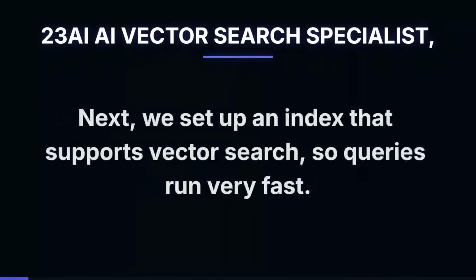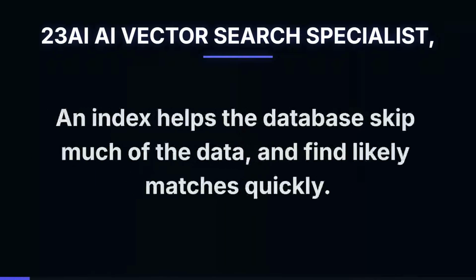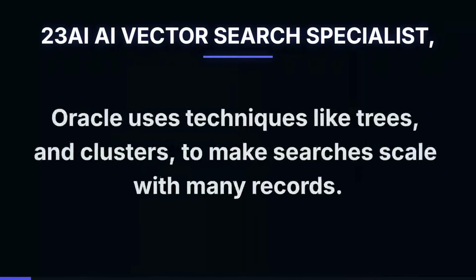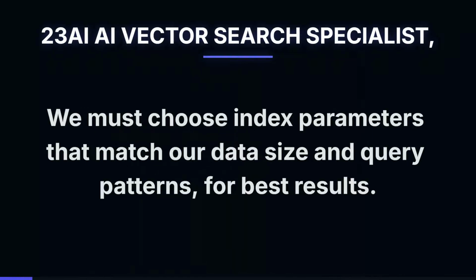Next, we set up an index that supports vector search, so queries run very fast. An index helps the database skip much of the data and find likely matches quickly. Oracle uses techniques like trees and clusters to make searches scale with many records. We must choose index parameters that match our data size and query patterns for best results.